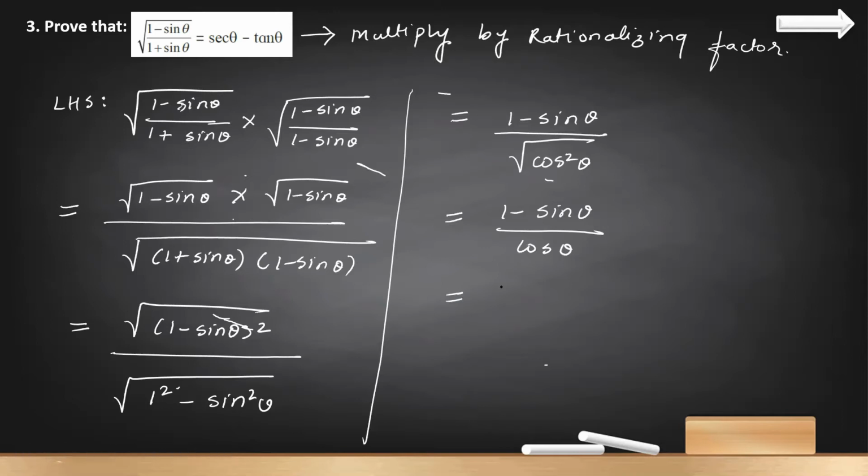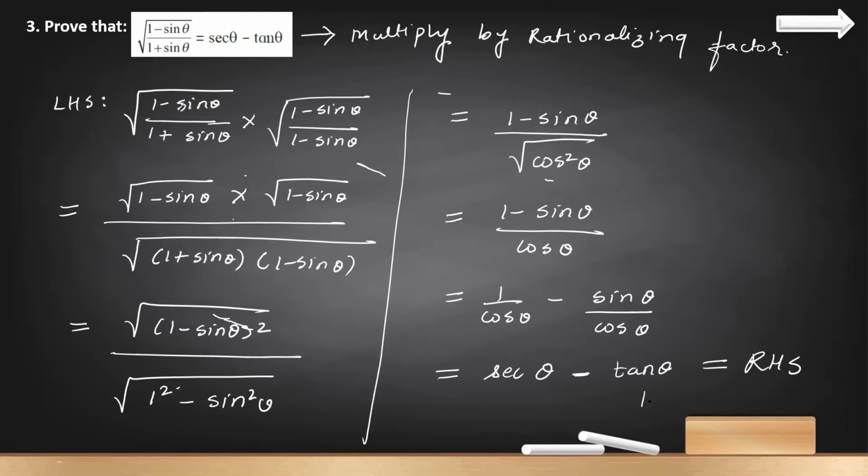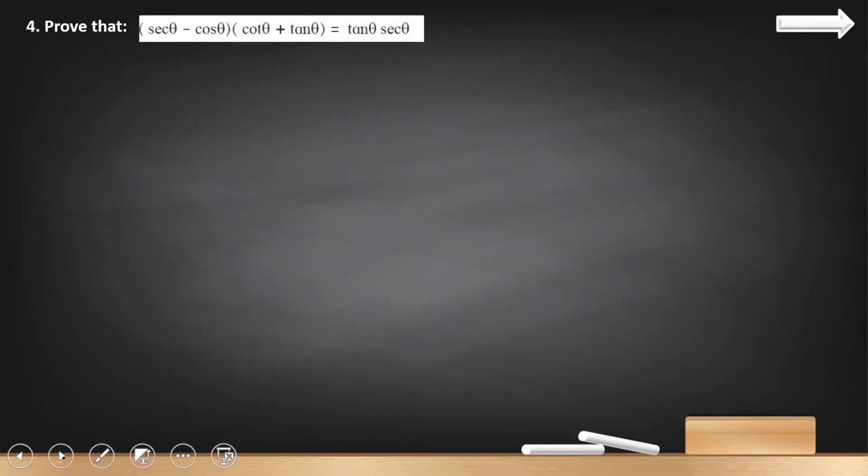Now you separate them. So after separating, this will be 1 upon cos theta minus sine theta upon cos theta. 1 upon cos theta is sec theta, minus sine upon cos is tan theta, which is equal to your RHS. Hence proved. Understood? So remember this trick: whenever square root type of questions are coming, kindly multiply by the rationalizing factor. Okay, let us proceed.